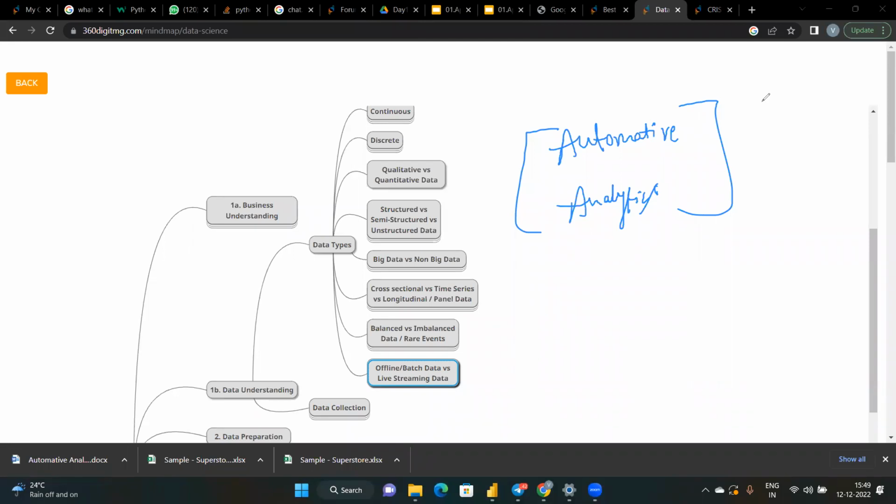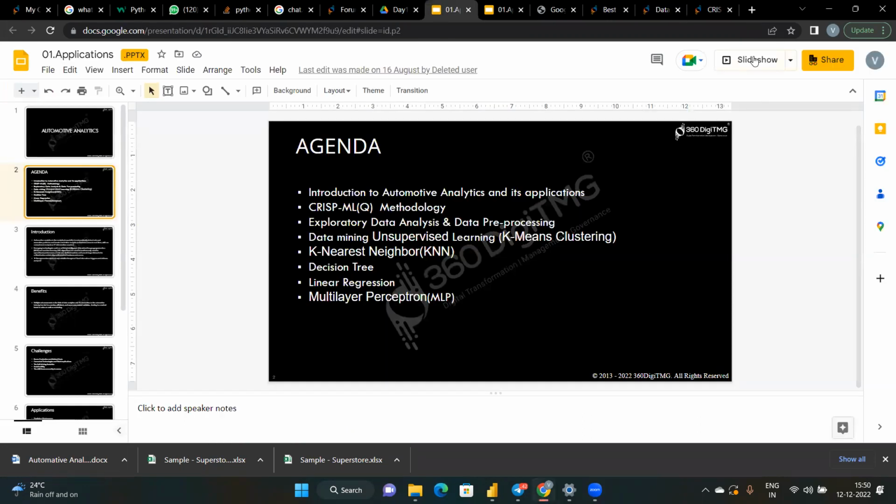You can always get an idea how we are going to implement data science knowledge in this domain analytics. So these were the data types, guys. The CRISP-ML(Q), we have seen the introduction. So guys, let me show you the next thing we're going to see.